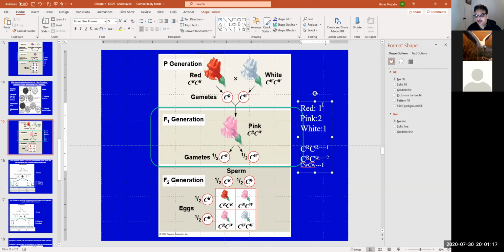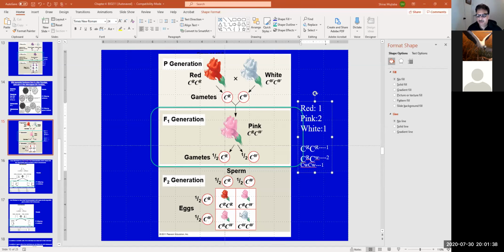So in case of incomplete, why incomplete? Because none of the characters are dominant here. So the phenotype in the F2 generation is 1:2:1, and the genotype is 1:2:1. So phenotype and genotype are similar in the case of incomplete dominance.